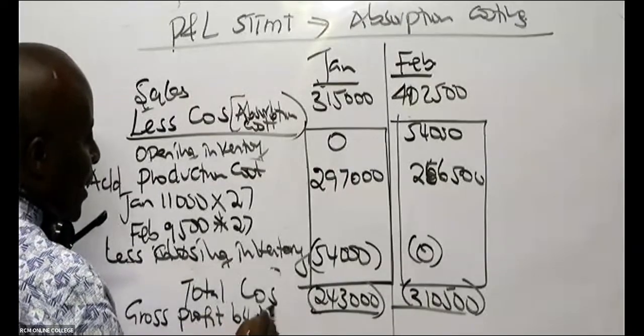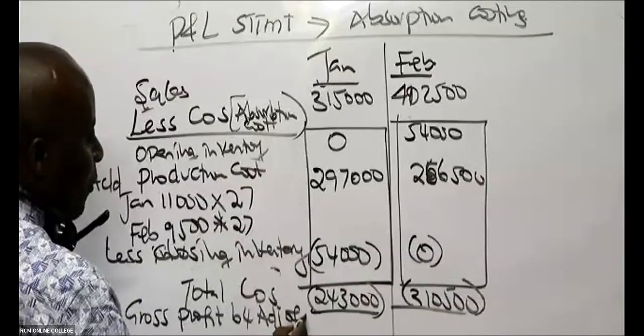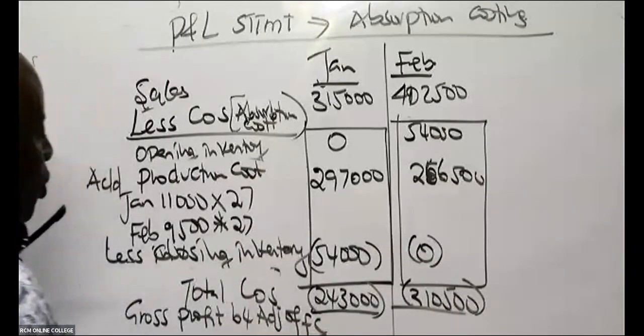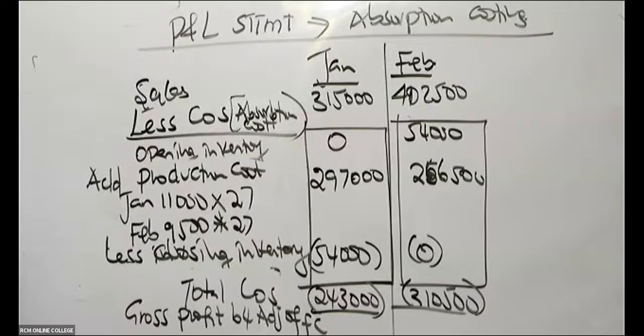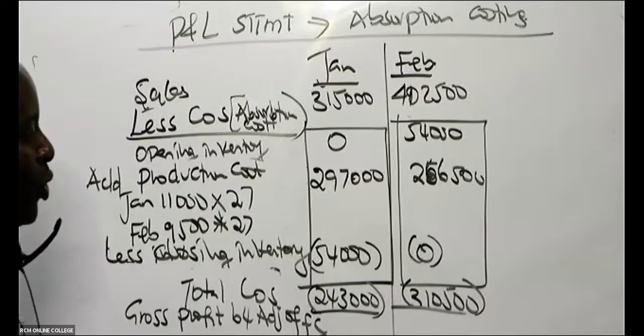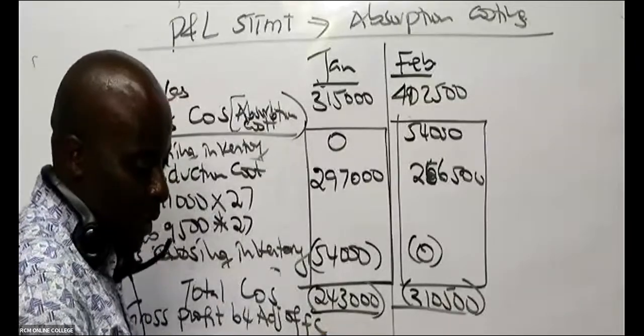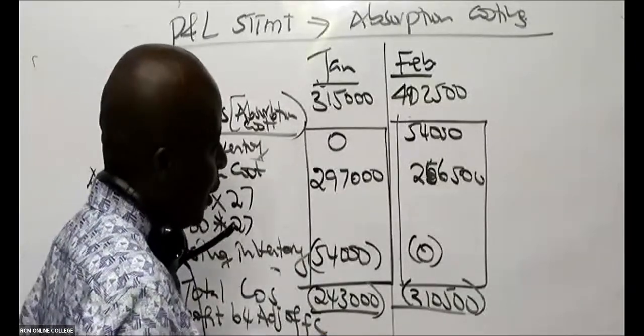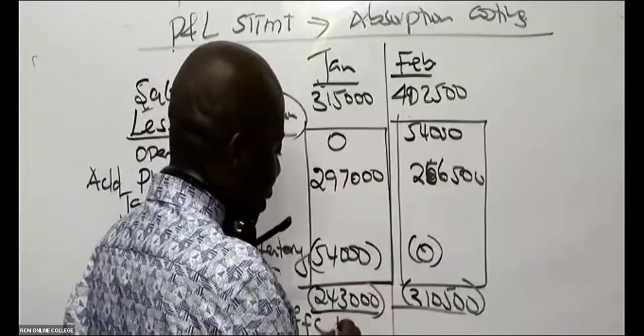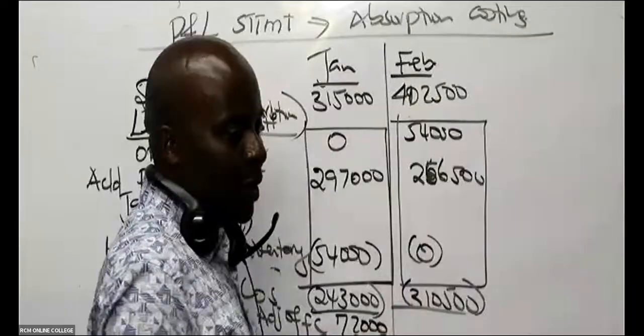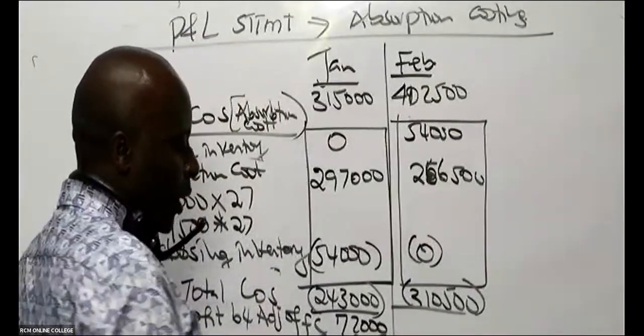Gross profit before adjustments of fixed costs. So how do you get this gross profit before adjustment of fixed cost? You take the sales revenue, you subtract this 243,000. So the first one I'm being told is 92,000. They're telling me that is February. The first one is 72,000, and then the second one is 92, right?